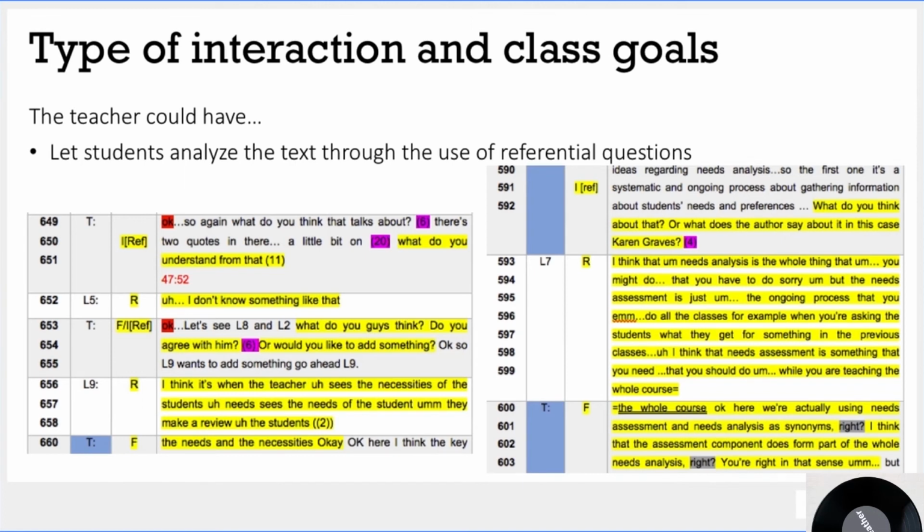Below are examples of referential questions. Here we can notice that students' answers were much longer when given in response to referential questions than display questions seen in the previous slides.